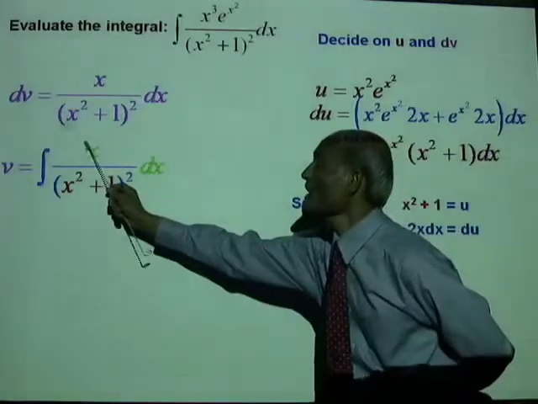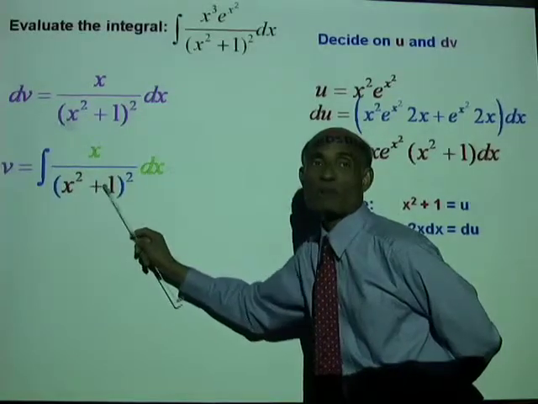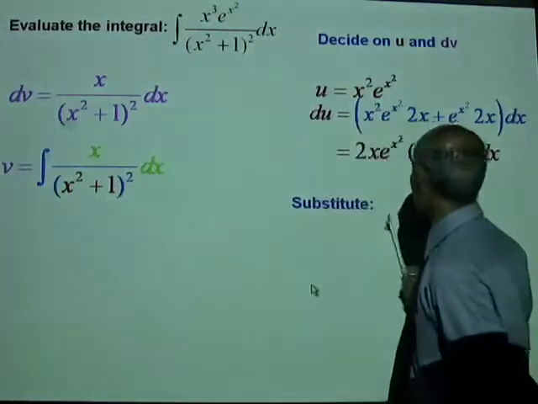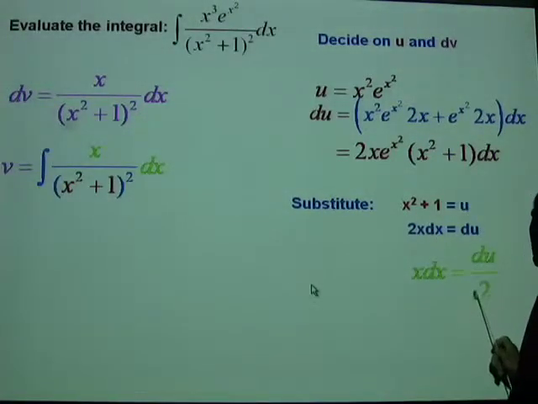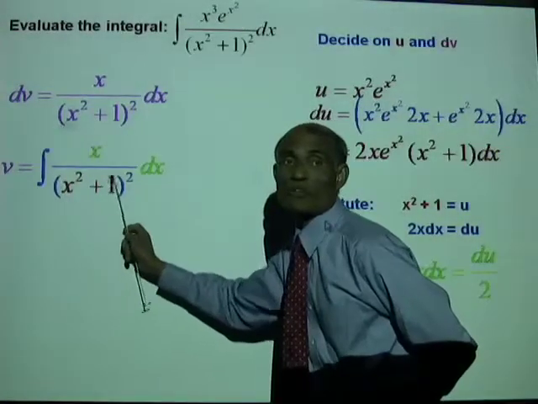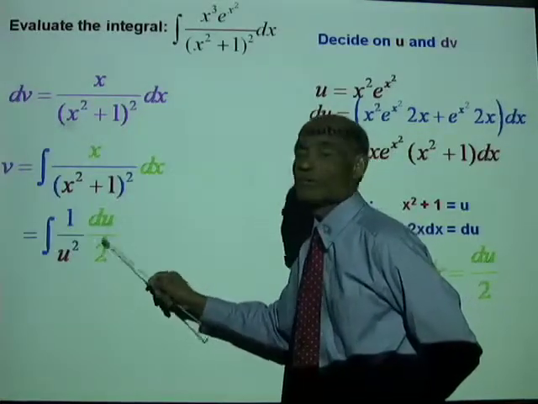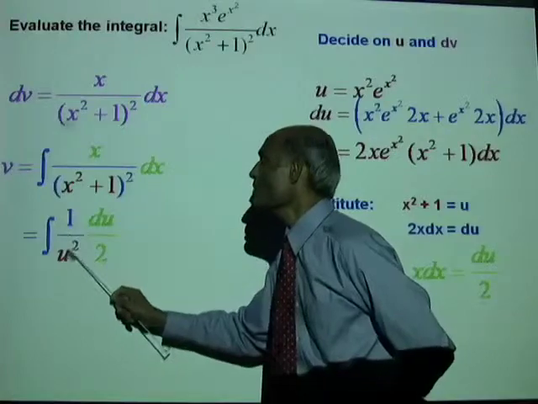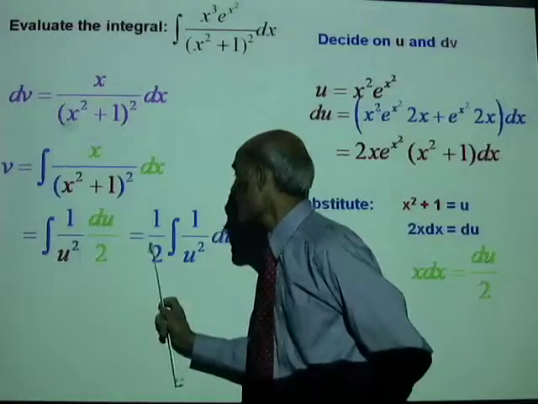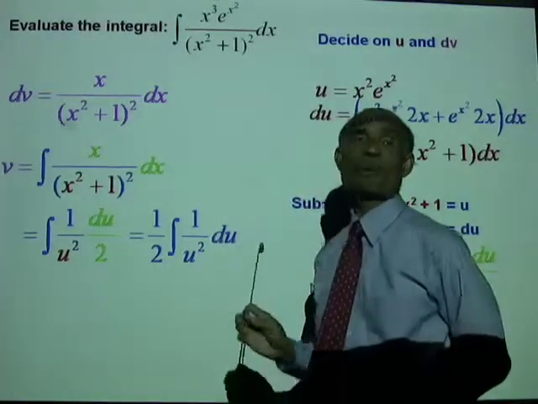And therefore, what is your x dx? You can see I've used the colors there. When x squared plus 1 becomes u, what is x dx? x dx will be du divided by 2. So this will be replaced by u, and x dx will be replaced by du over 2. We have now the integral of 1 over u squared du over 2, and that 1/2 comes out. It'll be 1/2 times the integral of 1 over u squared du.